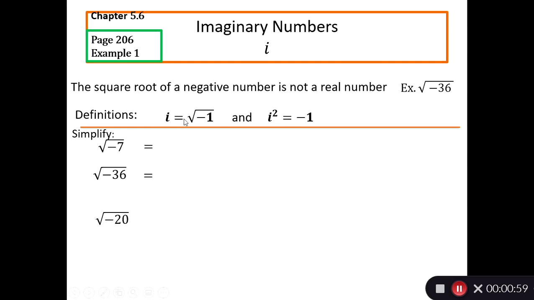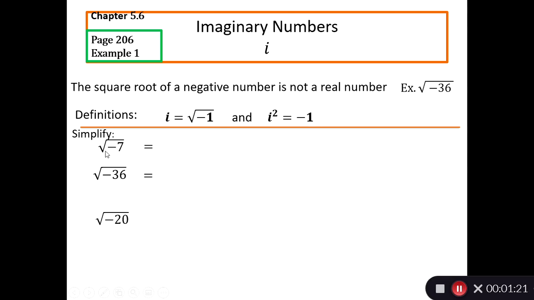i will always stand for the square root of negative 1, and i squared will always represent negative 1. Now, these are the definitions that you have to memorize. The main one is i equals the square root of negative 1, and i squared equals negative 1.